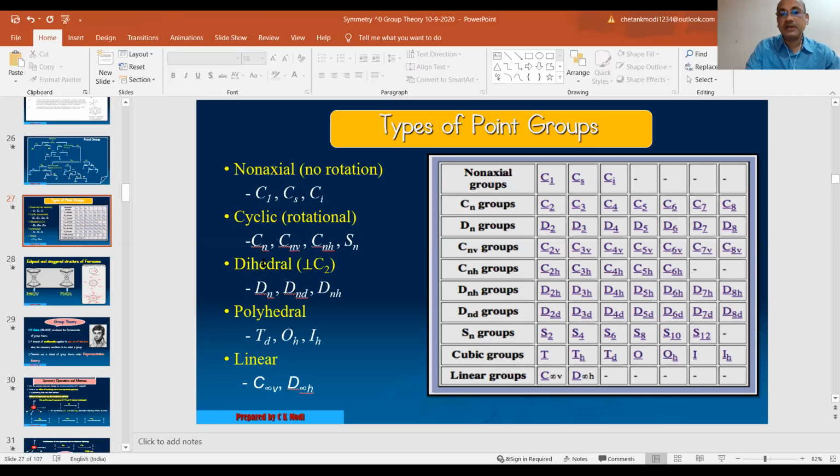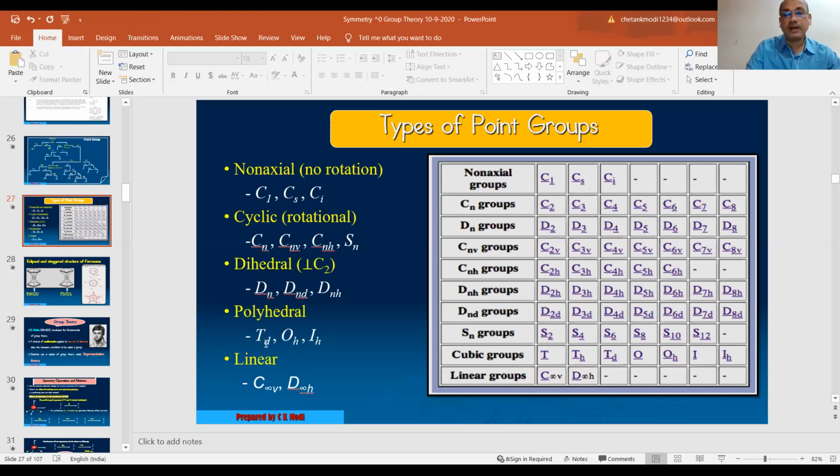Dihedral point groups consist of a rotation axis along with subsidiary C2 axes, that is, the principal axis plus subsidiary axes. So Dn, Dnd or Dnh come under this category. And then there is the special group, polyhedral, which consists of a number of symmetry elements. They are of 3 types: tetrahedral, octahedral or icosahedral. We have to remember that.